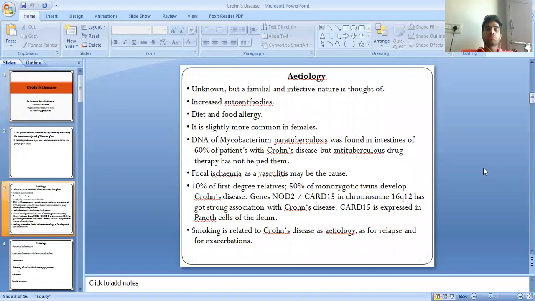Causes are unknown, but a familial and infective nature is thought. Increased autoantibodies, diet and food allergy. More common in females. Smoking is related to Crohn's disease as an etiology and also a triggering factor. Focal ischemia or vasculitis are also causes of Crohn's disease.